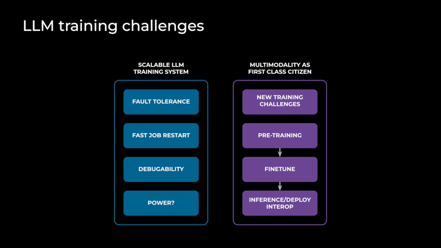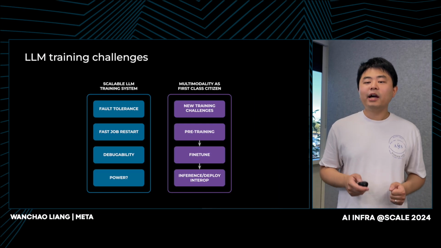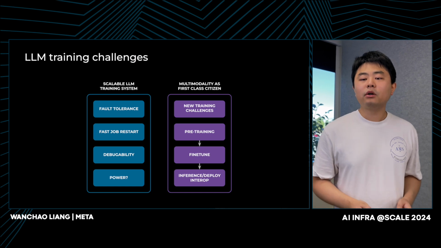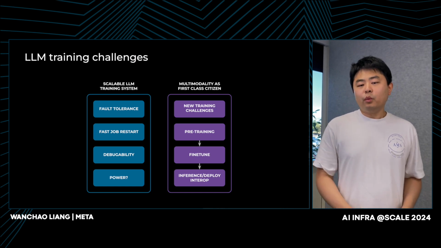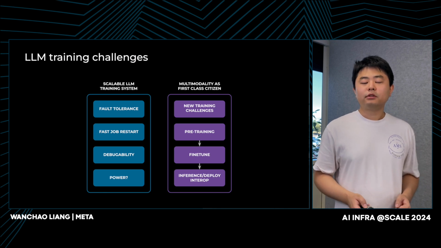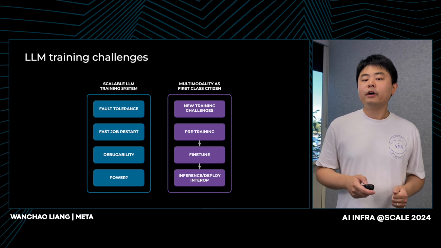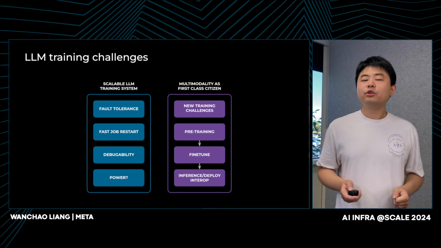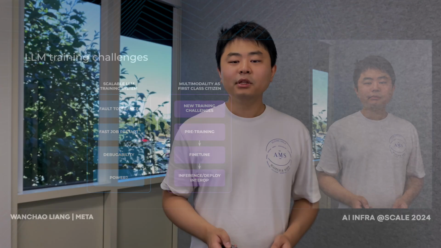Preserving debuggability across our software stack is essential for failure root cause. We also want to continue to improve training efficiency while keeping power constraints in mind. As we are heading towards multimodality large language models as the first-class citizen, we need to tackle new challenges that may be different from text-only large language models. We still want to preserve the interoperability into fine-tuning and inference. Solving these challenges is both exciting and critical for the future.